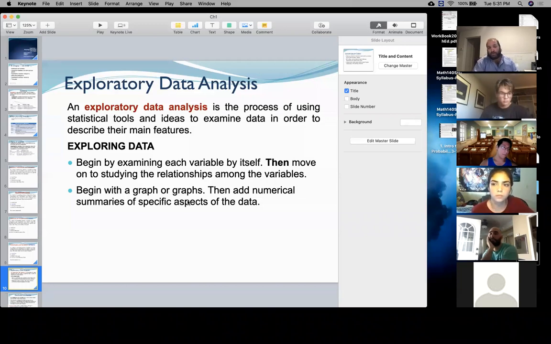And we're going to do both this semester, what's called univariate data analysis and bivariate data analysis. And if we went further, we might have multivariate data analysis. One variable, two variables, multiple variables. But you always start with each variable by itself, and then you move on to the relationships amongst them. And when you look at each variable by itself, the first thing you want to focus on is your graphical display.